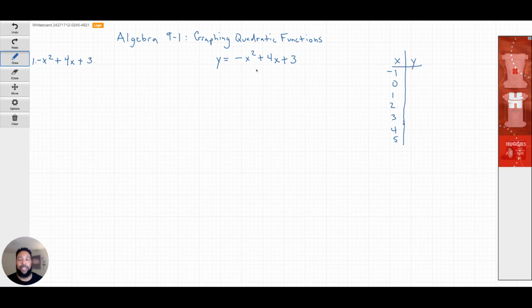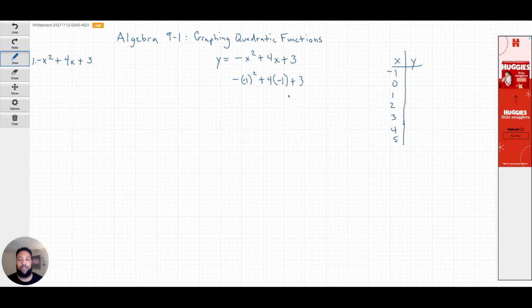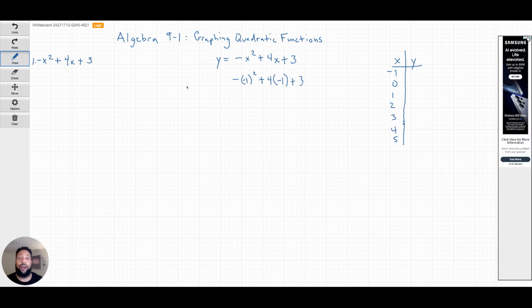So let's get started. First up, we're going to say x is negative 1. So we'll start with a negative, and we'll have a negative 1 here, squared, plus 4 times negative 1, plus 3. When we're doing our algebraic functions, we have to make sure that we're doing our order of operations in the correct order. So the first thing that we want to do is exponents first. So negative 1 squared is negative 1 times negative 1, which gives a positive 1. But we still have this negative here, so that would be negative 1.